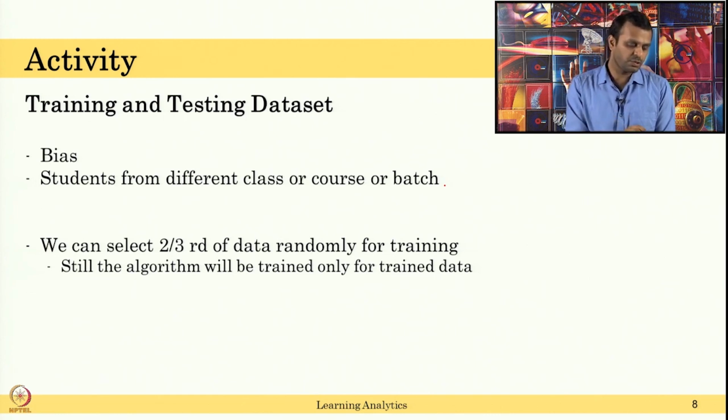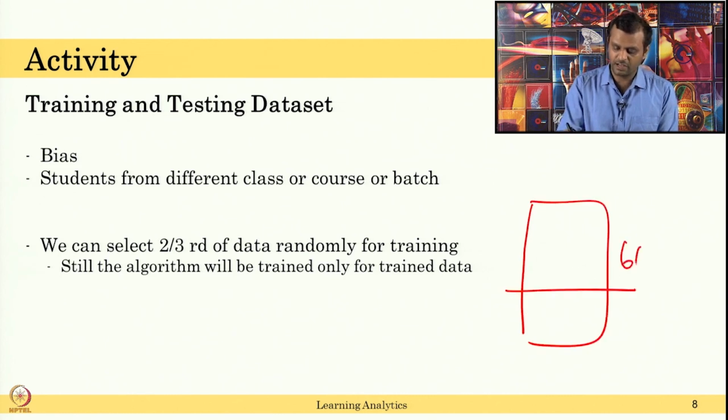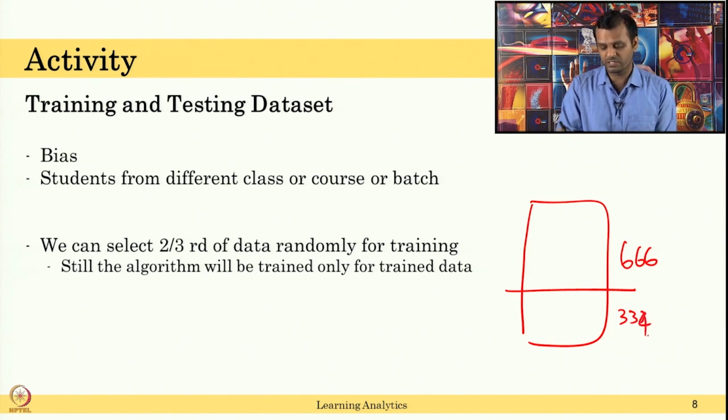To avoid it, what we can do is select two-thirds of the data randomly for training. Instead of selecting the first 666 data as the training and the last 334 data as the testing, we can randomly pick 666 data for training and the rest as testing. That is one way to do that. Still, the algorithm will be trained only on the training data, and its performance is tested only on the test data you have. So, how to avoid it?